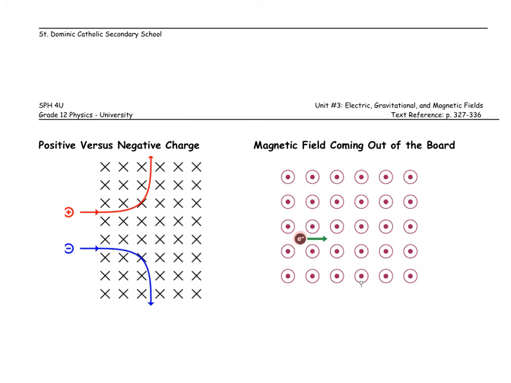Then I'm going to flip my hand so that my thumb points to the right, because that is the direction of my motion here, right? So when I do that, fingers out, thumb to the right, I can see that my palm should be facing upward. And so my palm facing upward tells me that the force is upward. And so my particle should be sort of deflected in this direction, sort of like that.